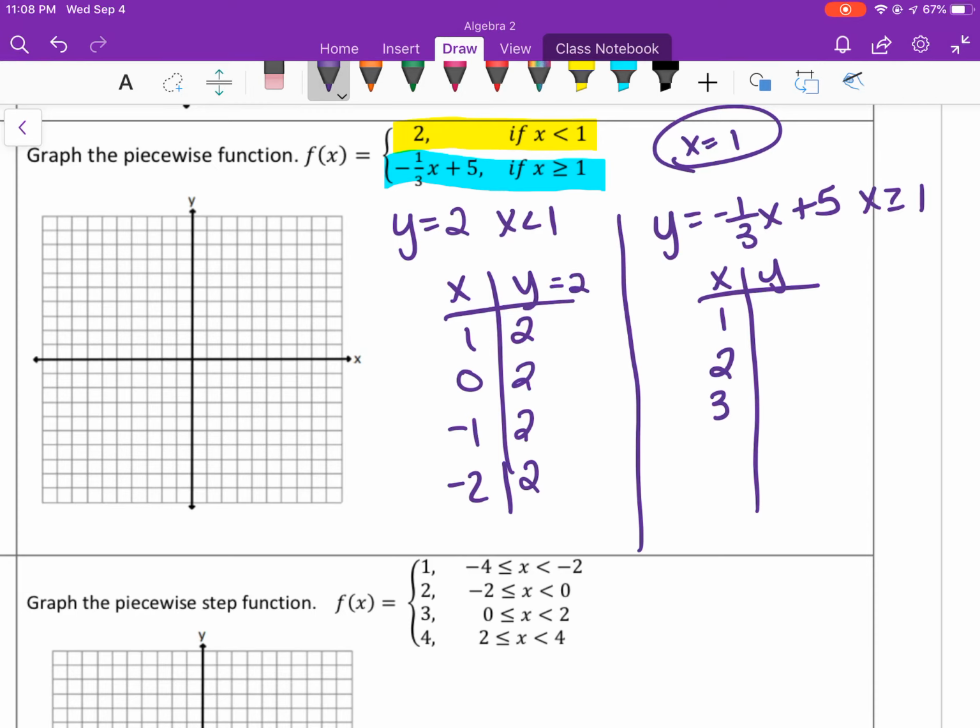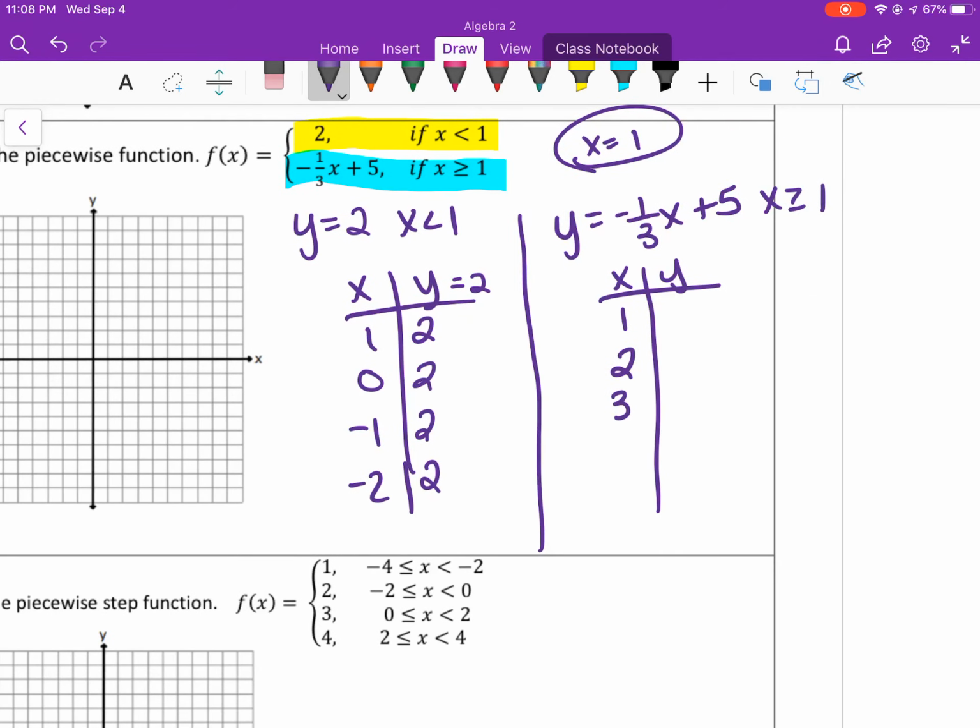On the right side, if I plug in 1, I'm going to get negative 1/3 times 1 plus 5. That's going to be 4 2/3 essentially, or 4.6 repeating. So I got 4.6 repeating. Plug in 2, negative 1/3 times 2 plus 5.